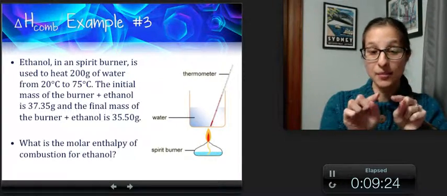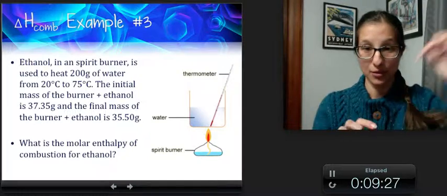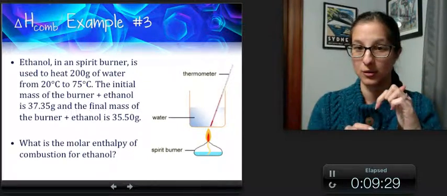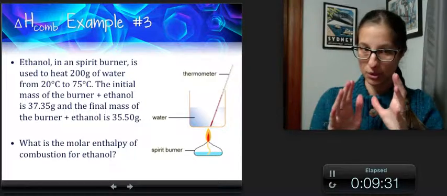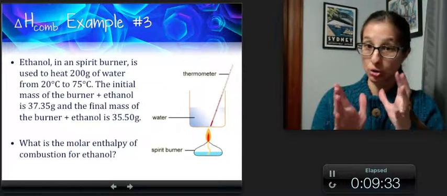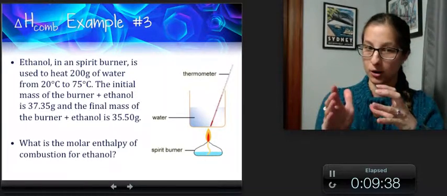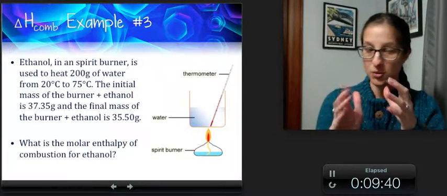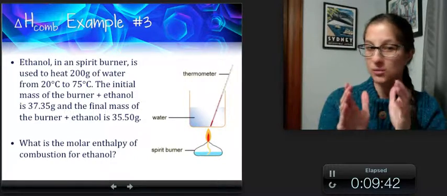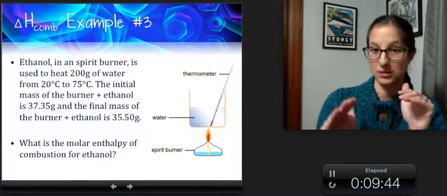Now in this example, I am not putting the ethanol into the water. Okay, the water is changing temperature. So we're going to be using the Q for the water, which means we're using the mass for the water, just the water because we're not adding anything to the water. So the mass of the water is going to be 200 grams, end of discussion.